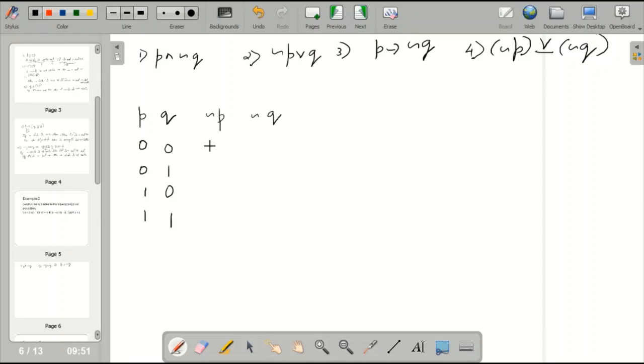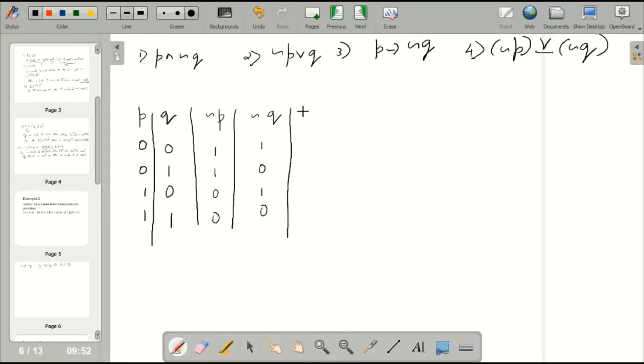So what is negation P? Exact opposite of P. If P is 0, negation of P will be 1. If it is 1, it will be 0. Negation of Q is nothing but 1, 0, 1, 0. So this is negation of Q. Please put a line over here so there is no confusion between those. Okay.